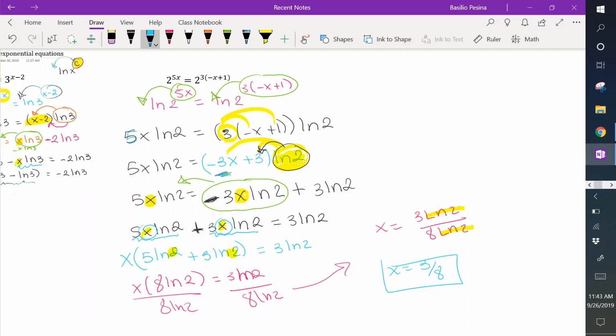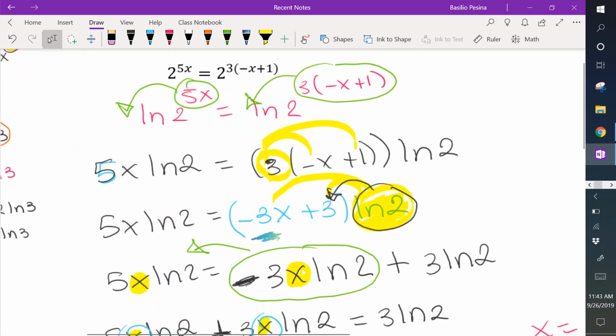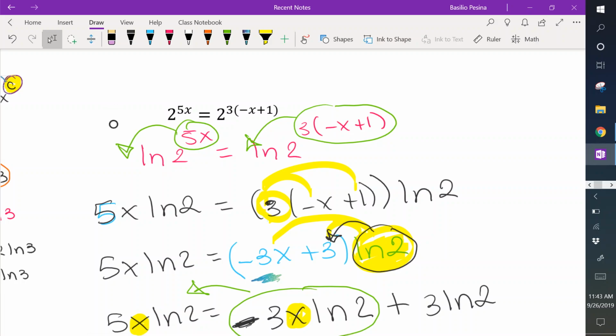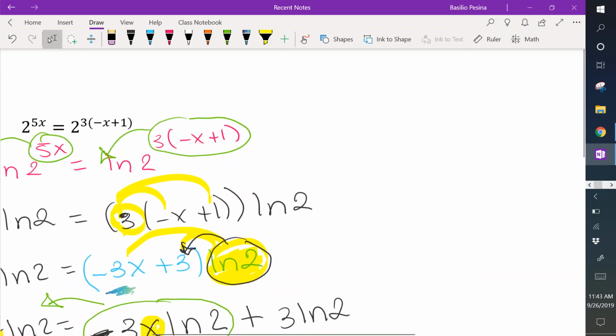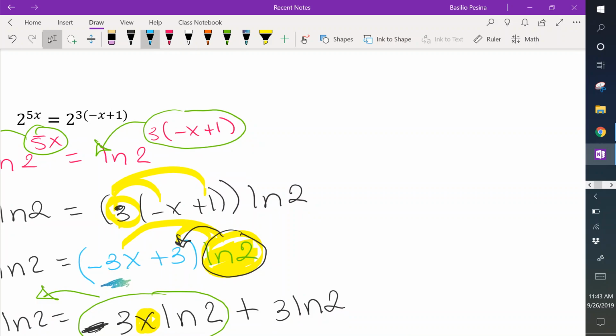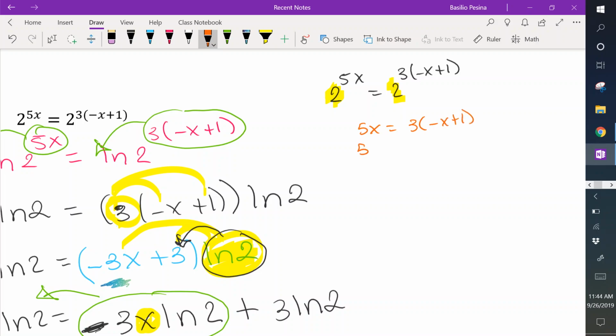Now, is this the only way to solve this? Well, no. We first need to check: do these have the same base? I told you to pretend they did not, but in reality they did. So let me rewrite that real quick. It was 2^(5x) equals 2^(3(-x + 1)). The only requirement is that they must have the same base. If they have the same base, I take the exponents and set them equal to each other. This will also give me the same solution. I just have to simplify.